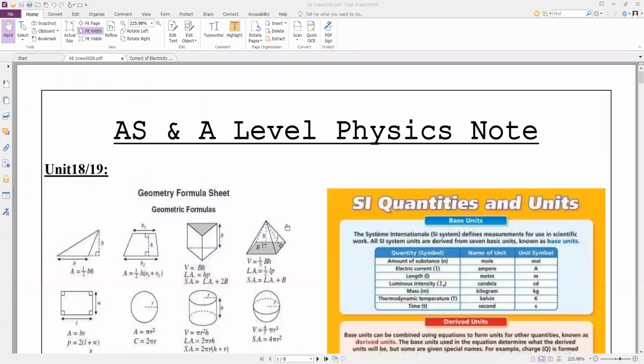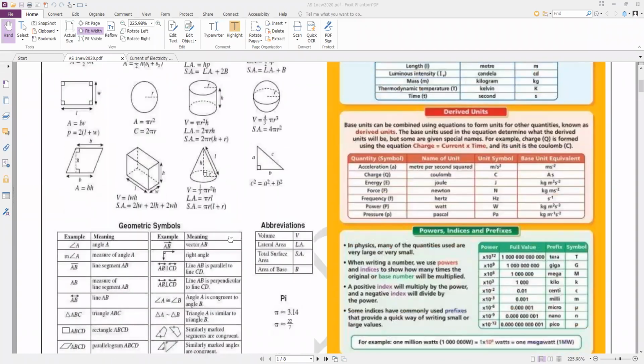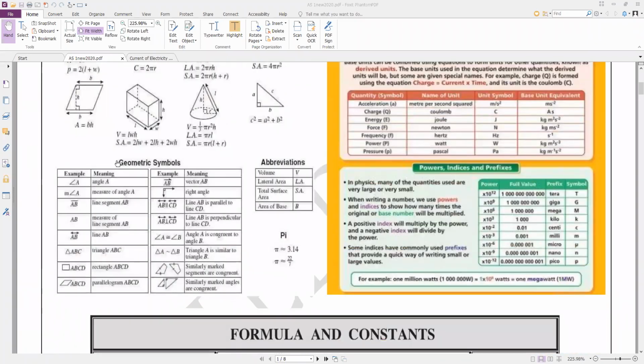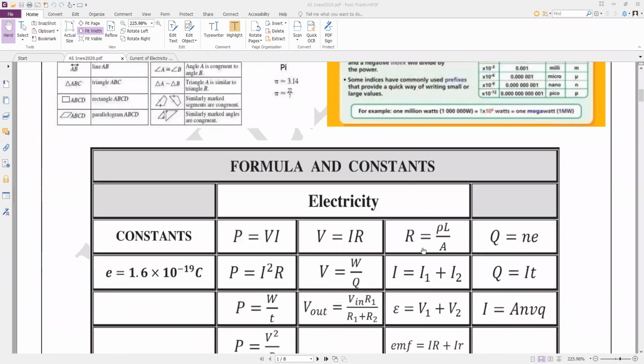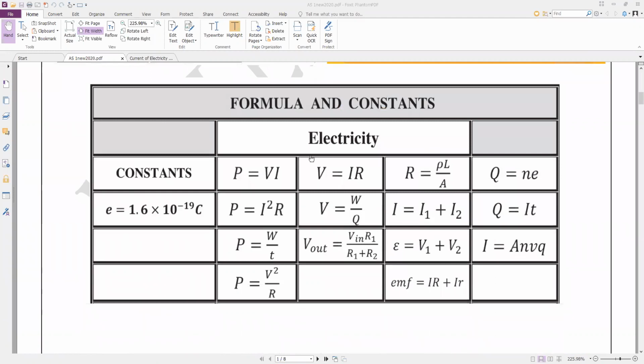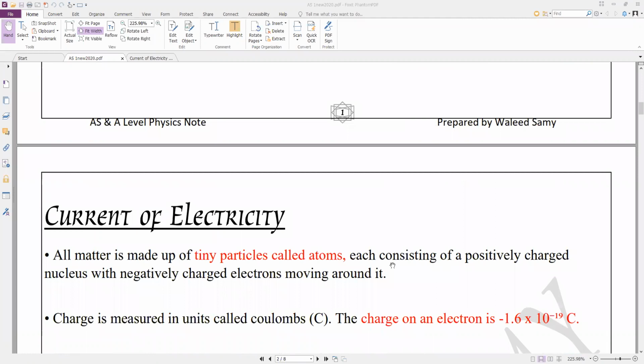Okay, the first page is about units, geometry formula sheets, geometry symbols, and how to calculate the area. This formula sheet contains four chapters on electricity. First, current of electricity.